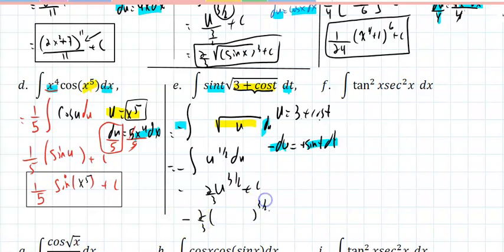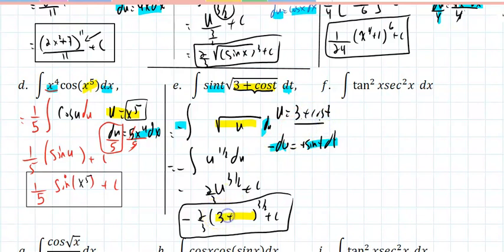Again, you could write it as a radical. You could leave it as it is. It doesn't really matter. It's the same thing. And I need to replace u back. U was 3 plus the cosine of t. So this is called the substitution trick.